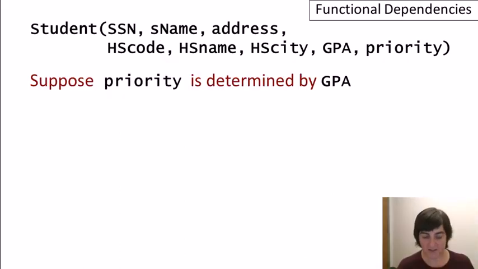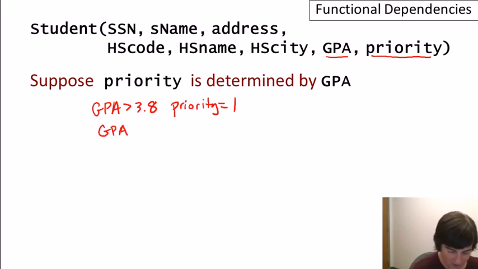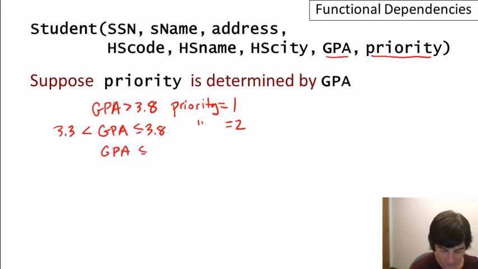To motivate functional dependencies, let's focus on the student relation and specifically on the GPA and priority attributes. Let's suppose that a student's priority is determined by their GPA. For example, we might have a rule that says if GPA is greater than 3.8, then priority is 1. If the GPA is in between, let's say, 3.3 and 3.8, then we'll set priority to be equal to 2. And let's say if the GPA is less than 3.3, then the priority value is 3.